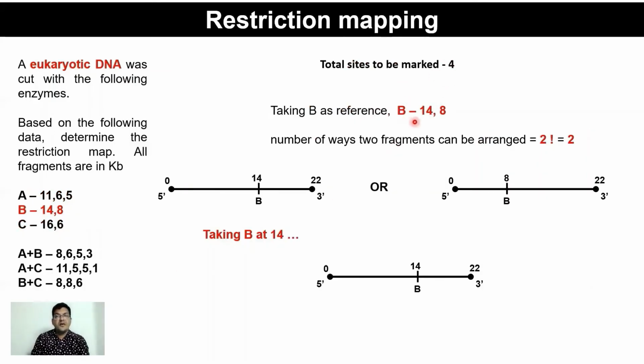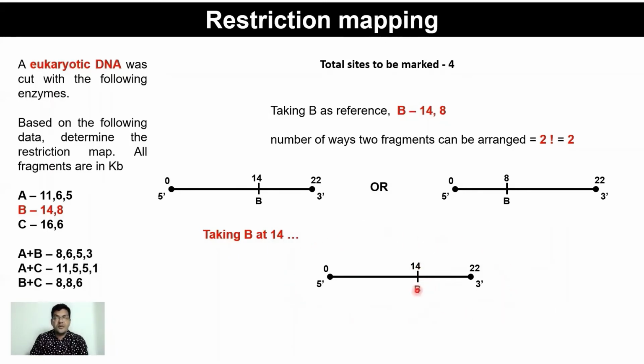We say because B has only 2 fragments, there are only 2 possible ways in which B can be arranged. So this is 2 factorial, equivalent to 2. For B, either the 14 kb fragment comes first at the 5' end or the 8 kb fragment comes first at the 5' end. Accordingly, we have 2 maps here, and we take B at 14 as our reference and take this forward as we've done in the previous question. So till now, we are doing exactly what we did in the previous question, right?